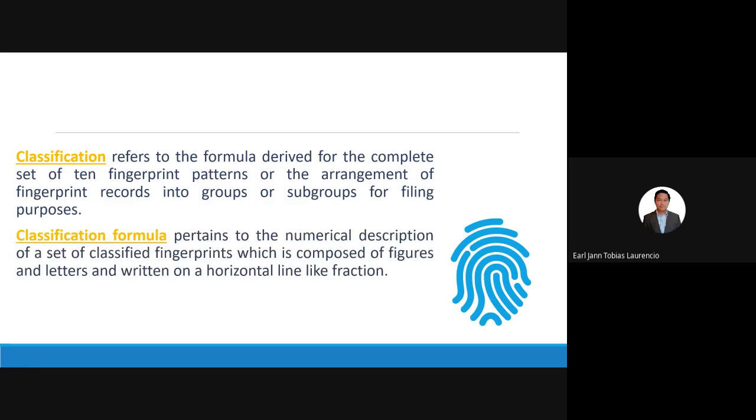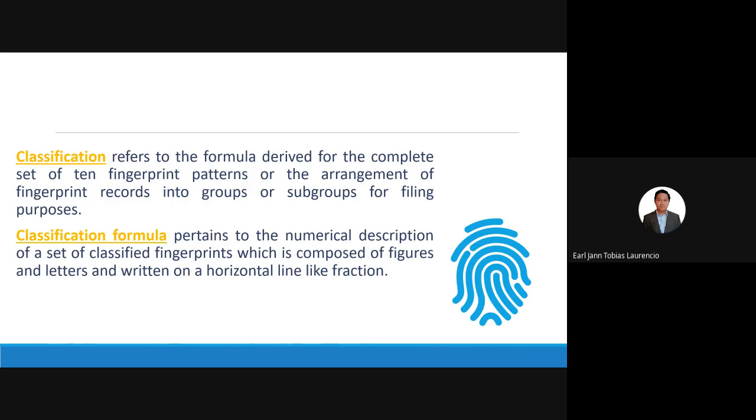Okay? When we say classification formula, we are referring to the answers to be provided in the classification system. Okay? The classification system that we are referring is the modified Henry classification system. The classification formula that we are pertaining to are the 6 classifications that are embedded in the Henry classification system. The primary, secondary, subsecondary, final, major, and key classification. Okay? Now, the answers on those classification are the classification formula.